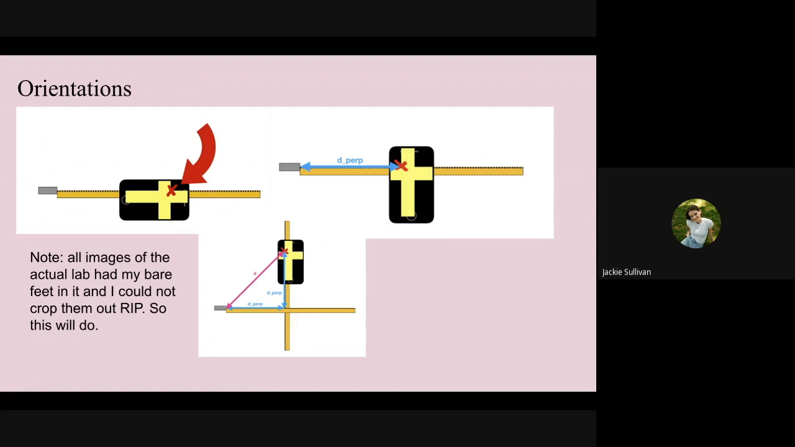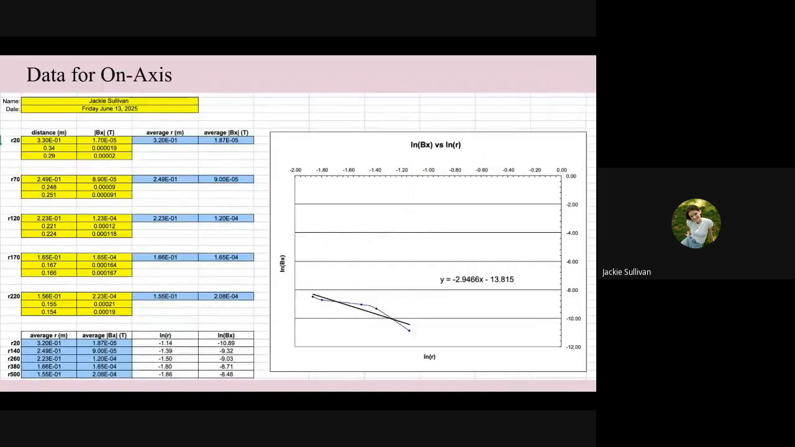Unfortunately, due to some bare feet issues, I don't have pictures of my actual lab because I couldn't figure out how to crop them without having my bare feet in it. But you can see the orientations that we used. That first one would be our parallel or on axis. And then we see that we did two different orientations for the off axis to get the perpendicular magnetic field.